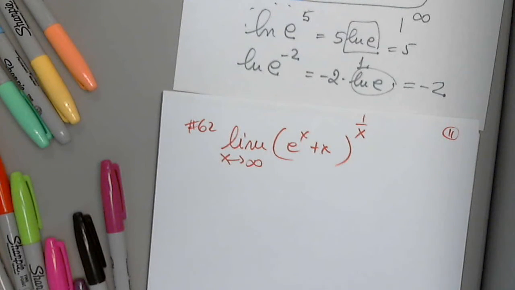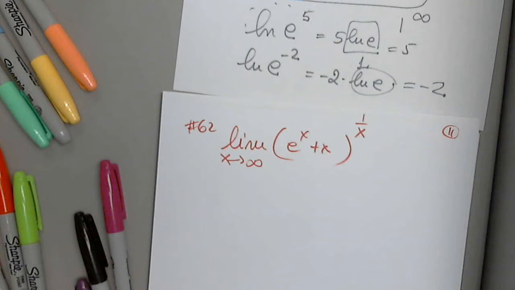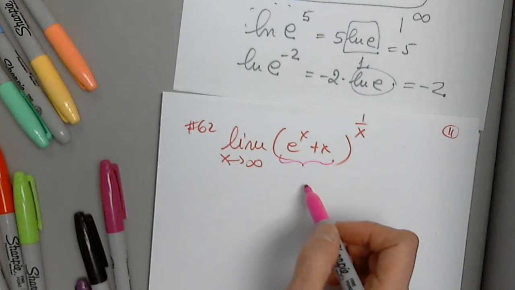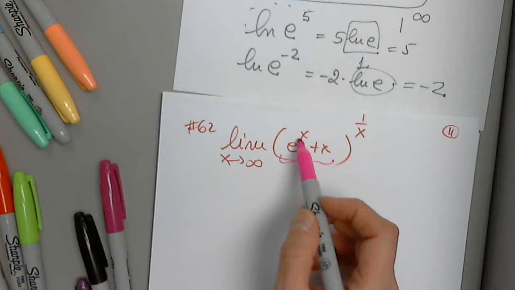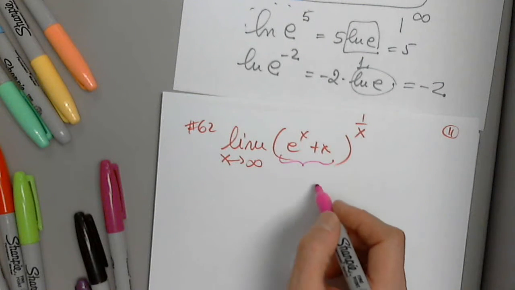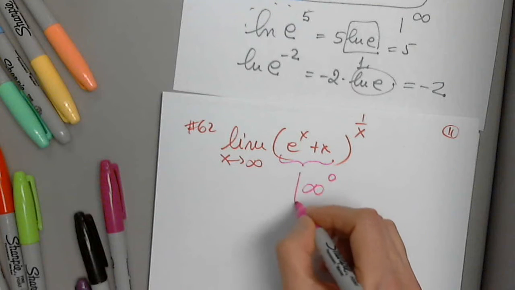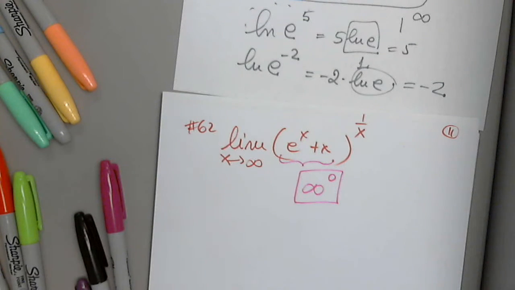Did I copy incorrectly? I do that a lot. 62. X approaches infinity, e to the x plus x, raised to 1 over x. Okay, let's get it started together. Where does this go? So this is infinity, infinity plus infinity is infinity. Where does this go? 0. Good. So it's one of the power ones, ugly.